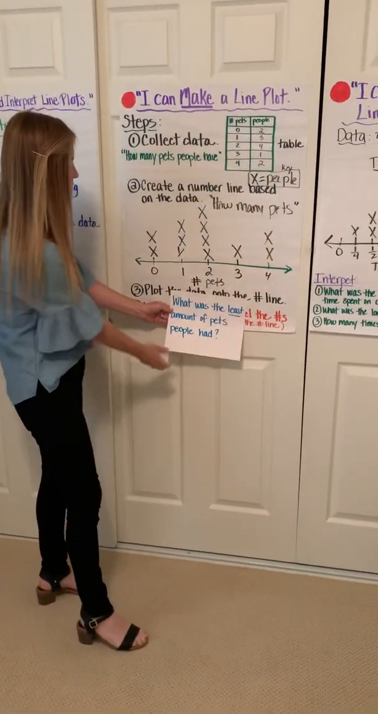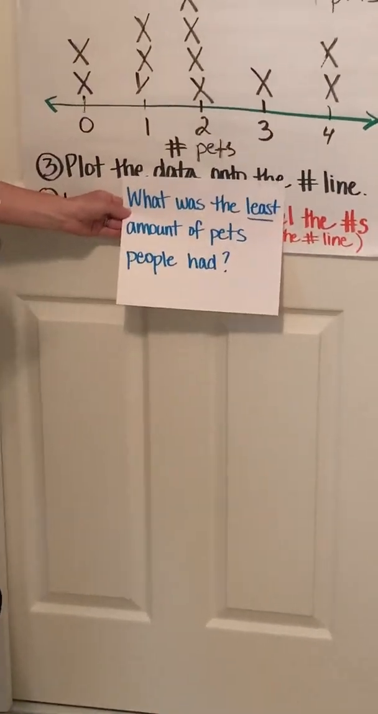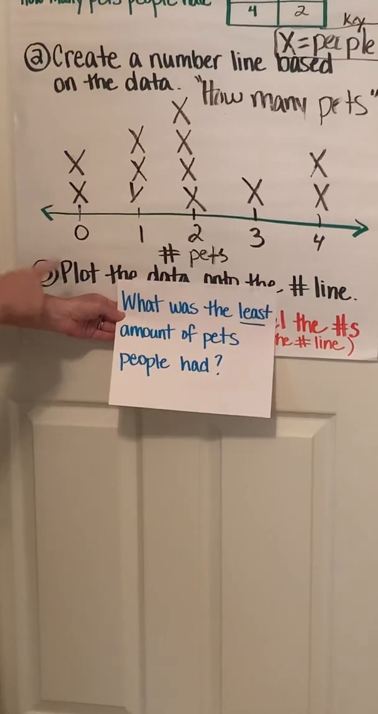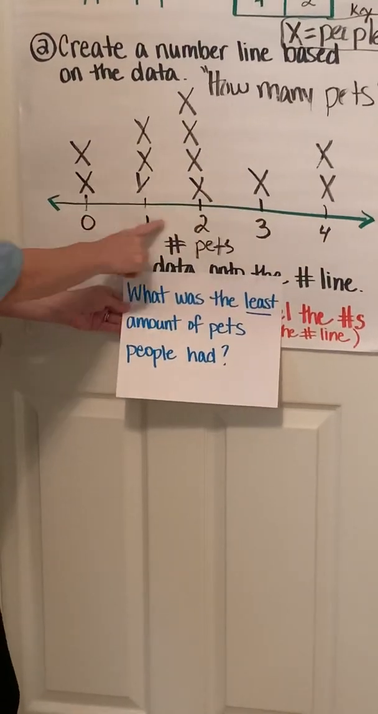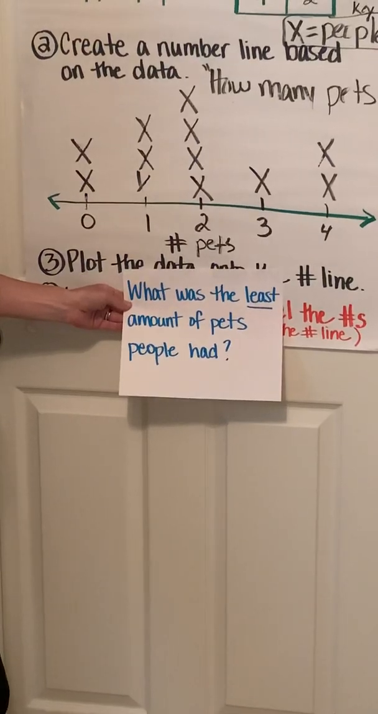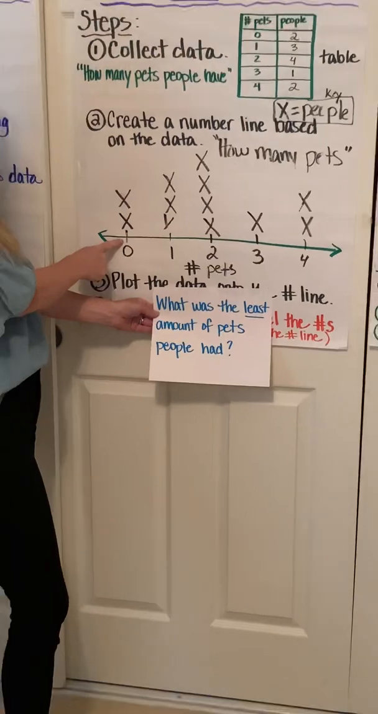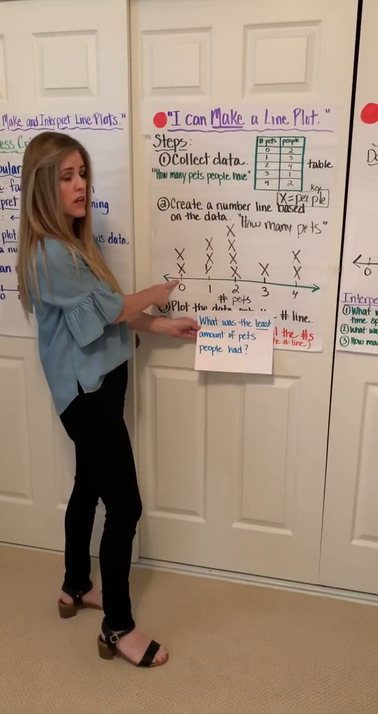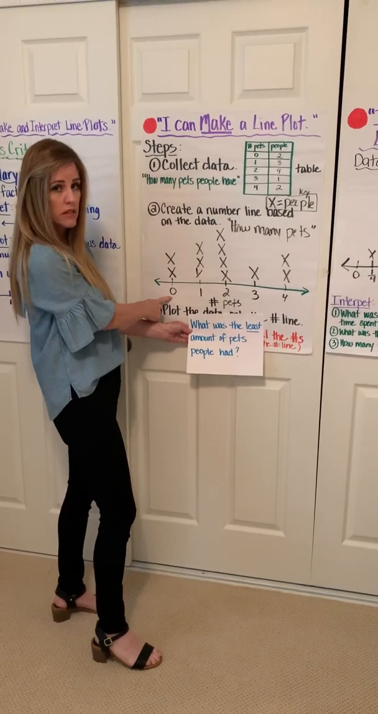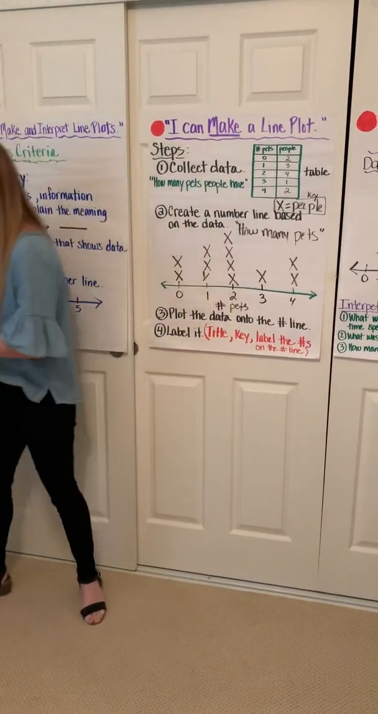What was the least amount of pets people had? What was the least amount of pets that people had? So again, these numbers represent the pets, the X's represent the people. The least amount of pets, when I surveyed, I did have some people that had no pets at all. So the answer would be 0 pets. 0 pets would be the lowest in my data. Okay? We'll have one more question.